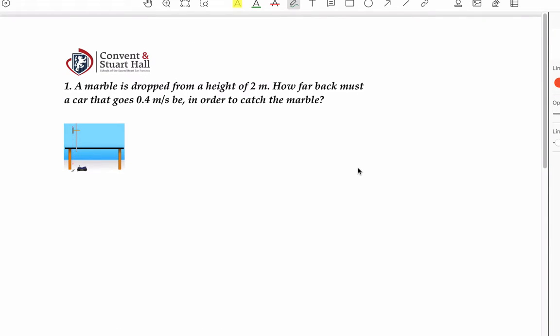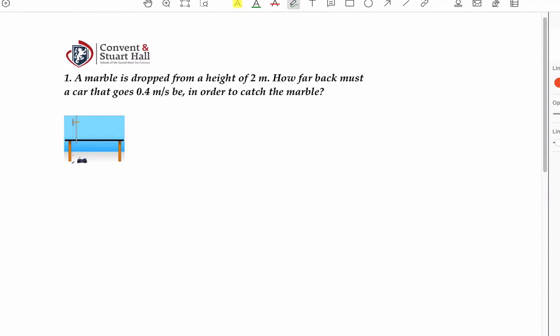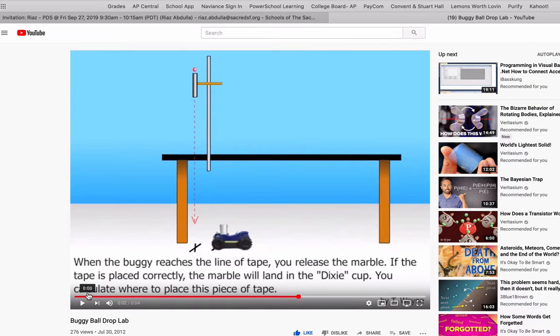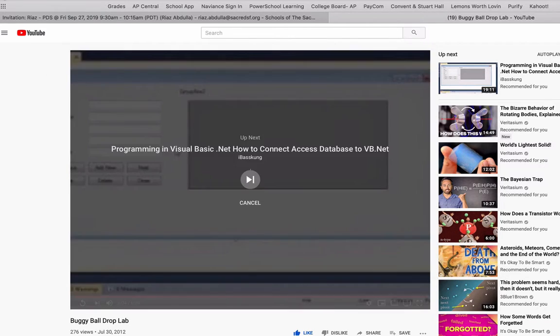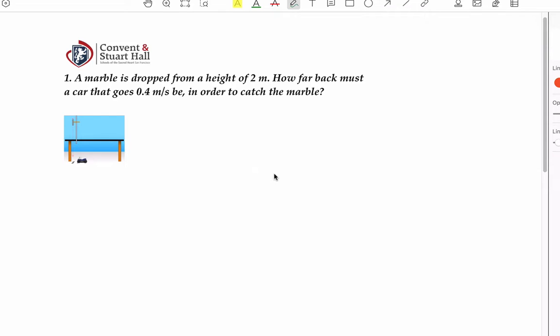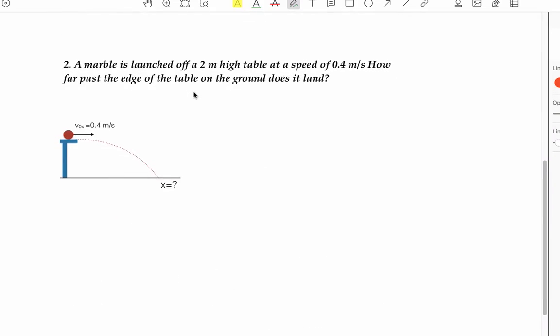We did the marble drop lab in class today, and just a reminder, this is what it looks like. We dropped the marble and the buggy caught it. And we all did really well in the calculations, and we were definitely successful. What I want to do now is show how this lab transitions into the topic of two-dimensional motions.